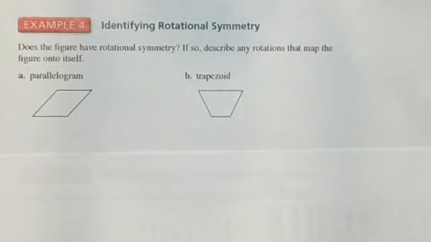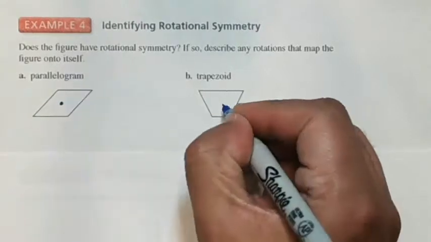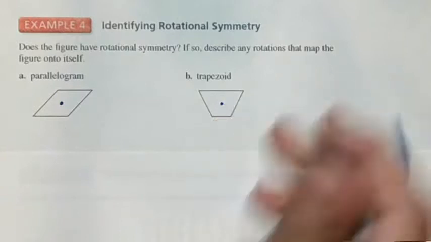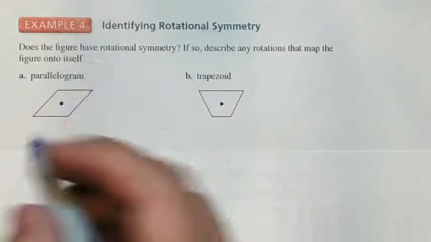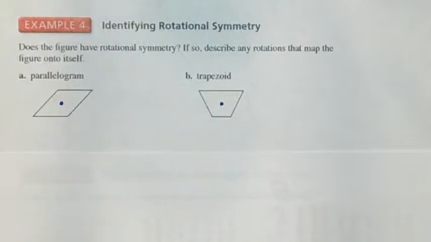So this brings us to our next example, number 4, and we're looking at a parallelogram and a trapezoid, and we want to look to see if these figures have a rotational symmetry. So what I want to do is I want to create a point where I want to look at the center on both of these. If I were to rotate these with 180 degrees or less, would it map onto itself? For the parallelogram, the answer is yes.